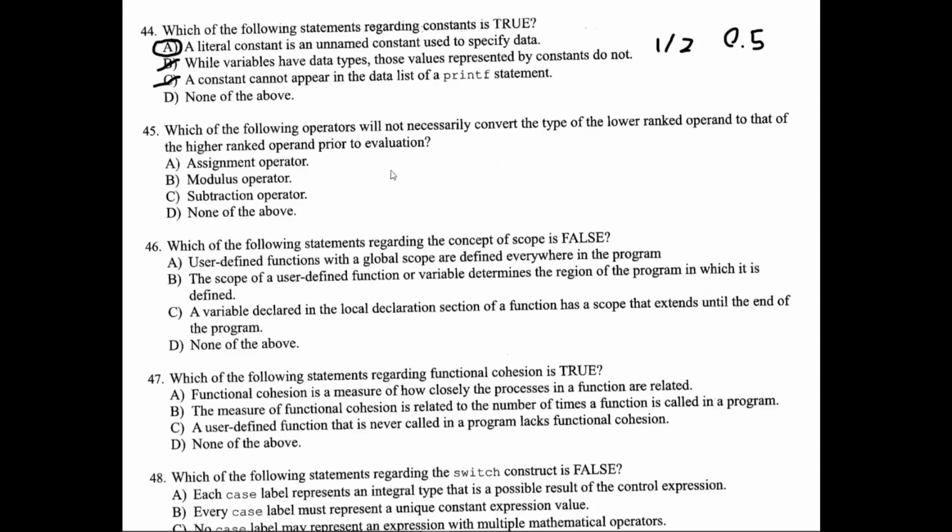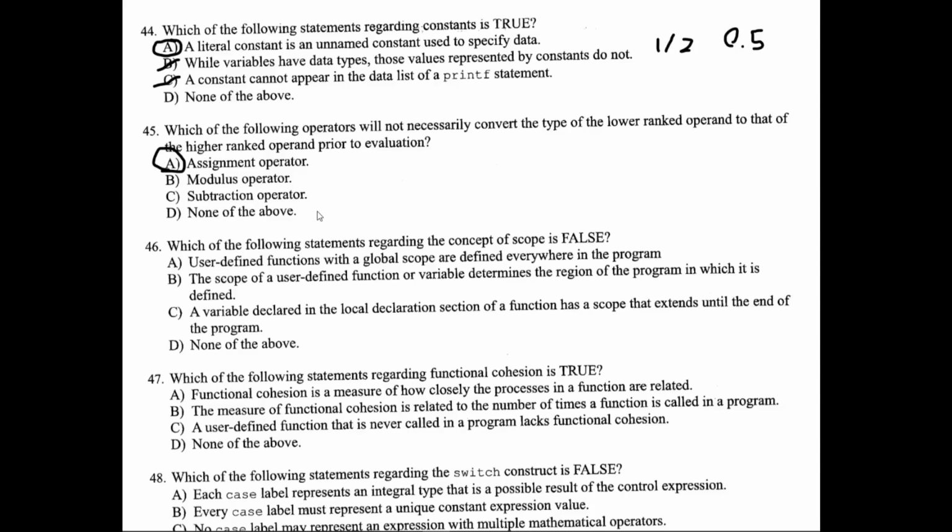45. Which of the following operators will not necessarily convert the type of the lower ranked operand to that of the higher ranked operand prior to evaluation? We see A, the assignment operator. Well, we know that the assignment operator is not going to convert from the lower rank to the higher rank. It's going to convert to whatever is being casted or whatever the type of the variable is. So it's not going to, and that is actually going to be the operator that will not necessarily convert it.